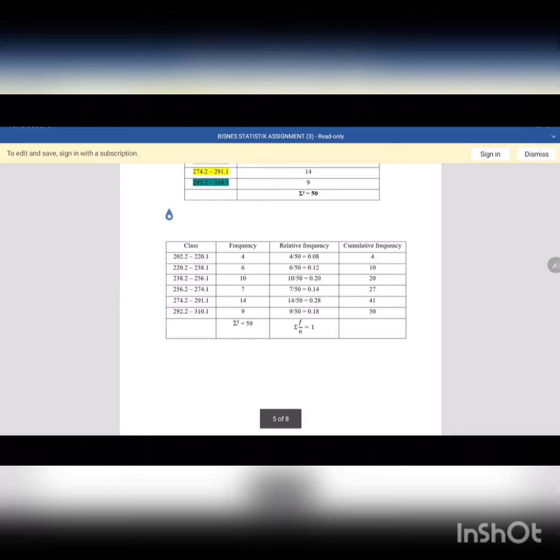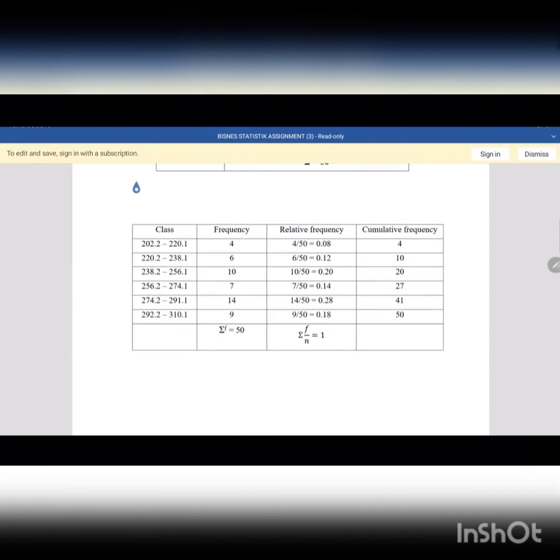And then we need to calculate the relative frequency and cumulative frequency. How to calculate relative frequency: 4 divided by the total of frequency. So 4 divided by 50 equals 0.08, until the end. Then the total of relative frequency will be equal to 1. Then we move to the cumulative frequency. To calculate this, just add the frequency amounts. 4 plus 6 equals 10, 10 plus 10 equals 20, and until the end we get 50. Alright, that's all for Part A, question 1.